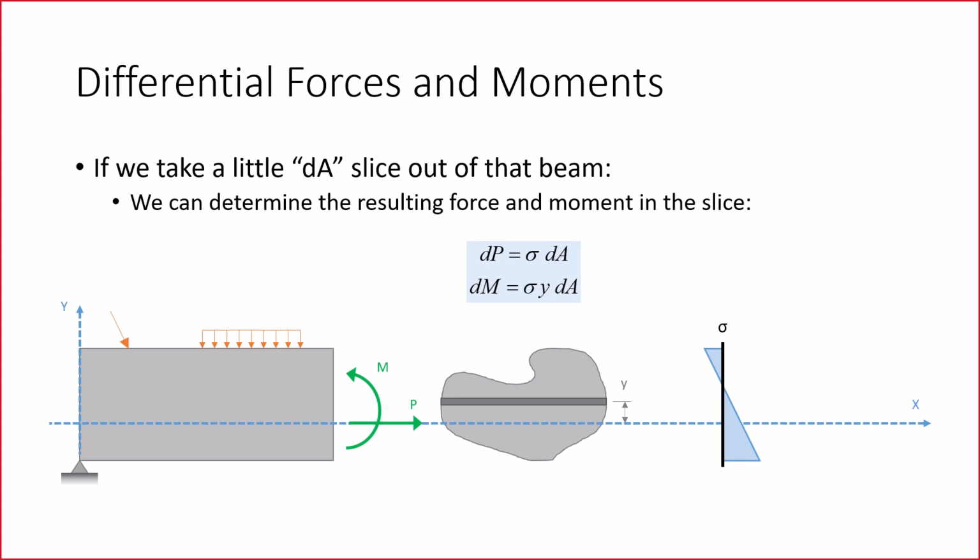Okay, so I've got the force in some little bitty element, the moment in some little bitty element. Now I'm going to integrate. So how do I integrate? Well, what is sigma? Sigma was C1 plus C2y, right? So the way that I'm going to do this is, let's say we look at dP. dP is sigma dA. Well, that's going to equal (C1 plus C2y) dA, right? And if I want the axial force, I'm just going to integrate that.